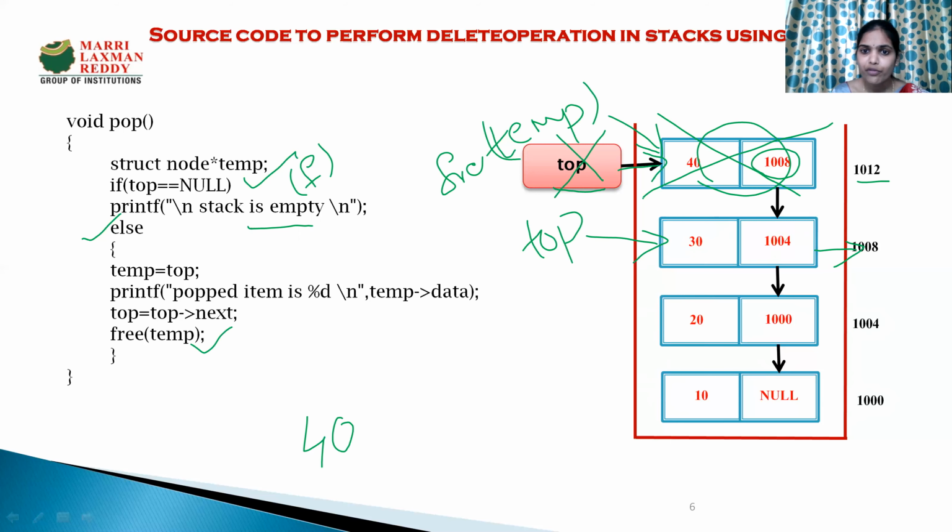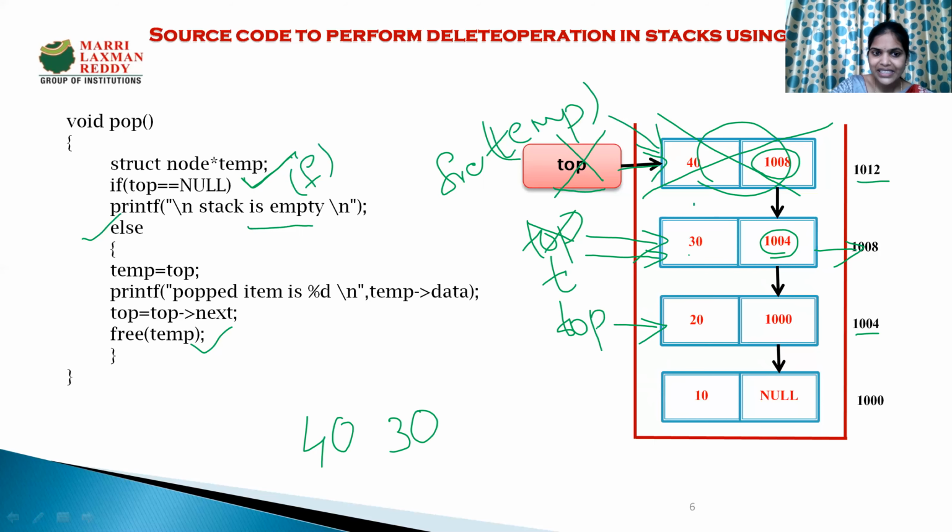Now again, if I perform pop operation, I'm checking whether top is null or not. No, the top is not null because top is pointing to the 1008 node. So initially I'm assigning temp. Next, I am printing this temp data, that is what we are deleting, that is 30, and top is moved to top next. In top next, what is that? 1004, is it? 1004 is here. So top from here is moved to this location.